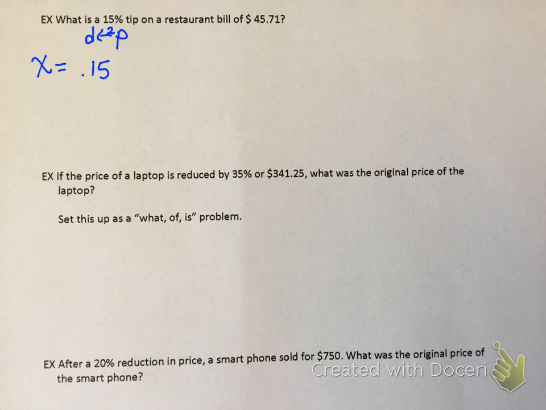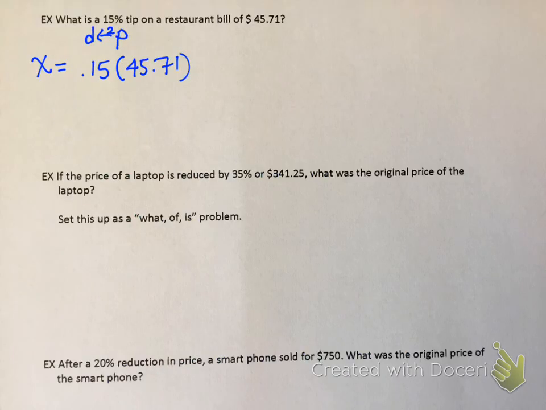On a restaurant bill, of means multiply $45.71. So let me just go over that because I know the screen is jumping around. So what is X? Is means equals. 15% we can't use, so we have to change that to a decimal. So it's 0.15 of $45.71.